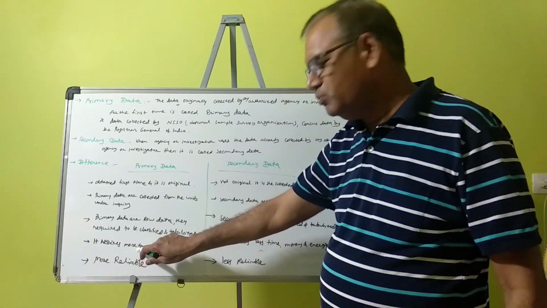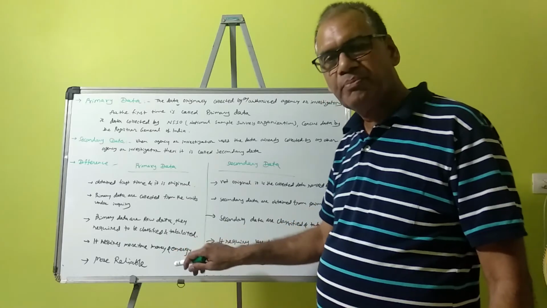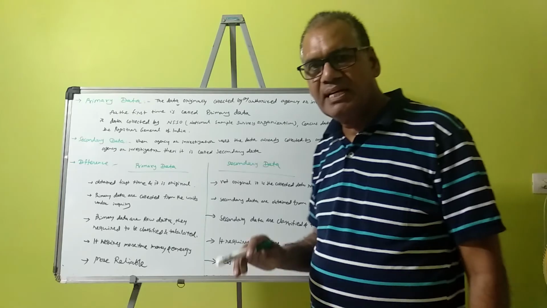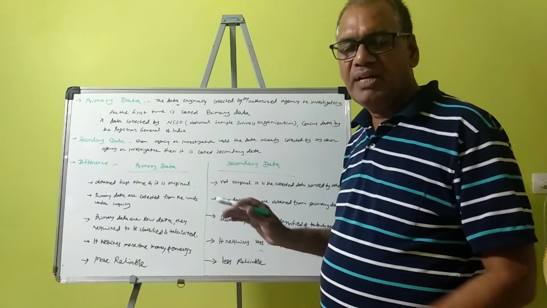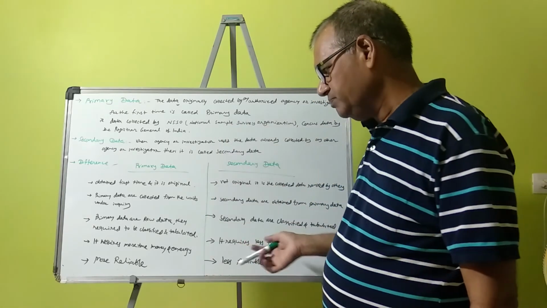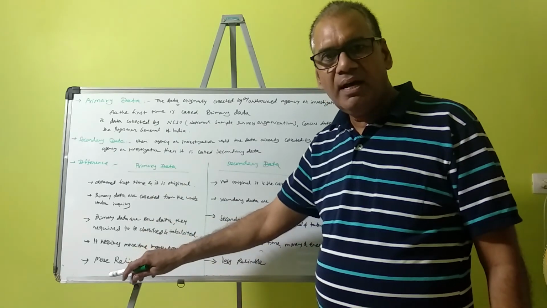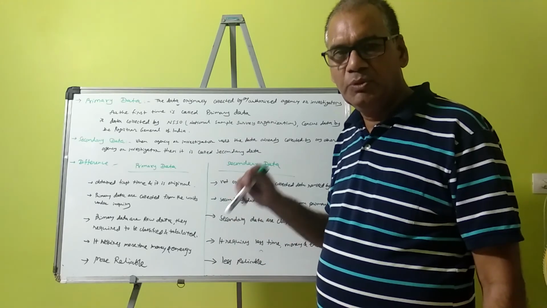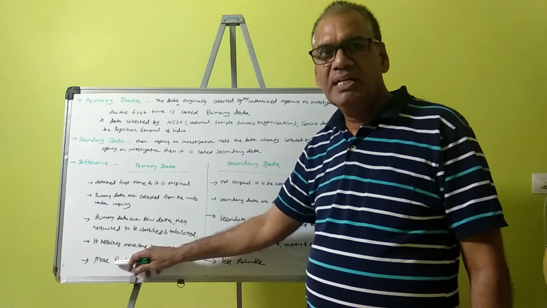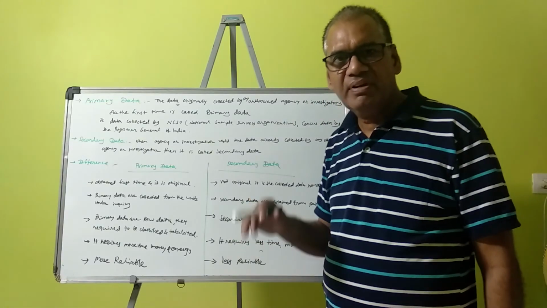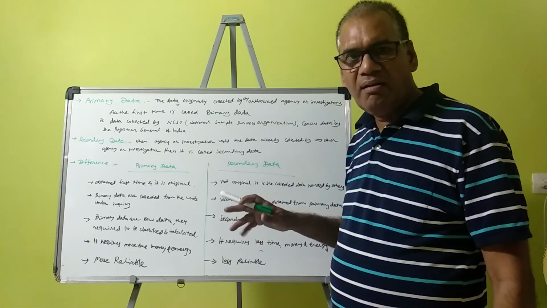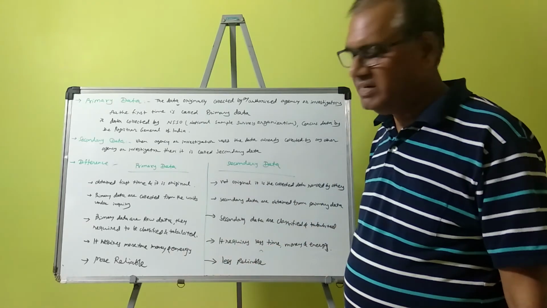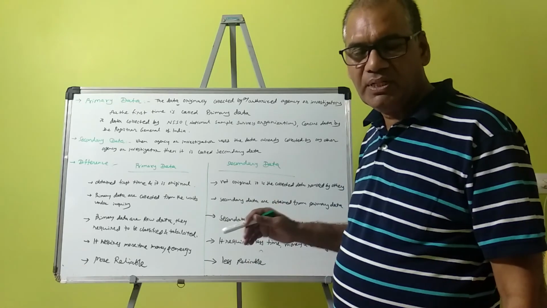Primary data requires more time, more energy, more money; collecting primary data is an expensive process. Secondary data requires less time, less money, less energy, because we are collecting it from the primary directly, copy paste. Primary data is collected by the investigator for the first time from the units of inquiry, therefore it is reliable data. Secondary data was collected by another agency, so it is less reliable data. So this is the difference between primary data and secondary data. Now you have to write all the points, try to understand and remember them.